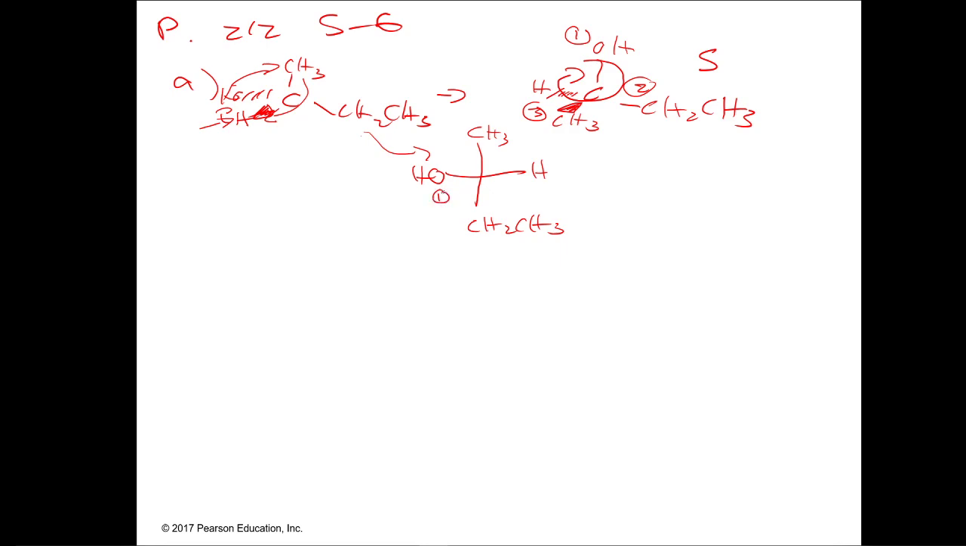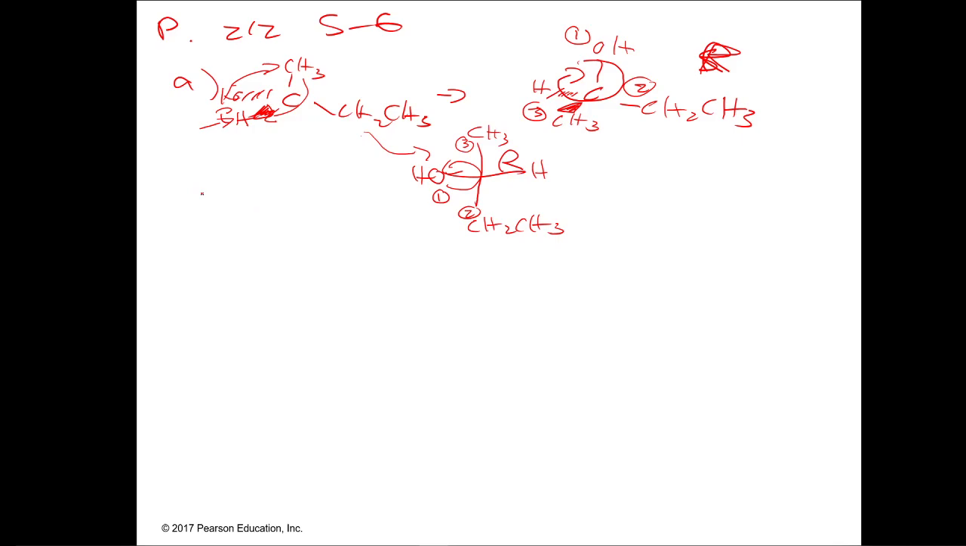1, 2, 3. Counterclockwise. Oh, sorry, this is clockwise. I'm stupid. That's R. Counterclockwise in this case, so that's R because it's a Fischer projection. That's just to show you. My brain stopped working. This is a clockwise circle, so that's R. This is a counterclockwise circle in the Fischer projection, so that's R.